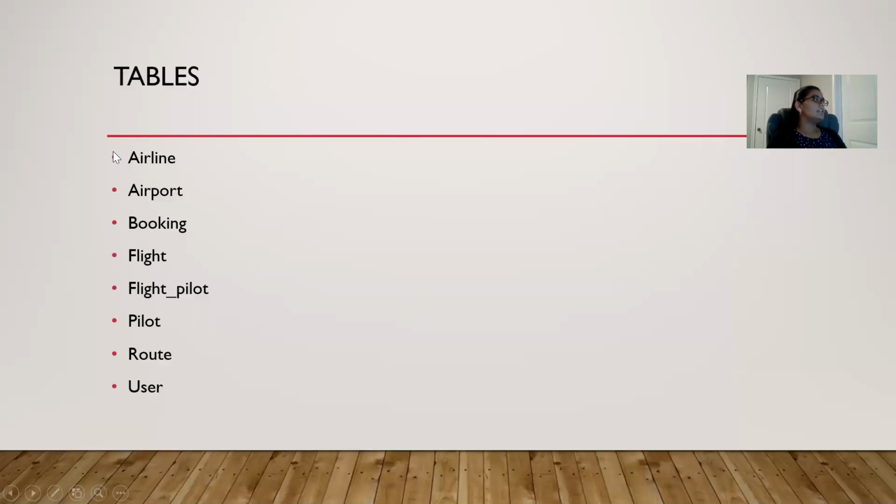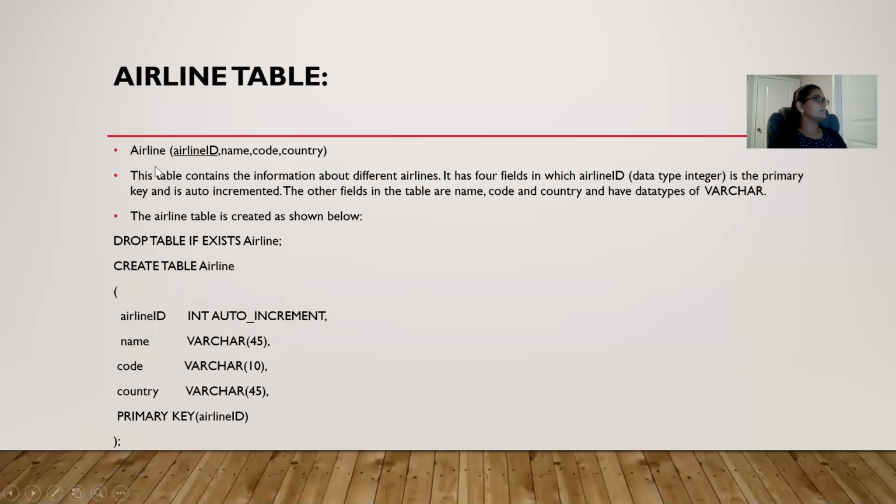Now, this is the list of the tables created in this database project: airline, airport, booking, flight, flight pilot, pilot, route, and user. So now let's see each of these tables and how these tables are created. So coming to the first airline table, here airline ID is the primary key, and we have three different attributes or columns, that is name, code, and country. This table contains the information about different airlines. So basically this gives information as within the name itself.